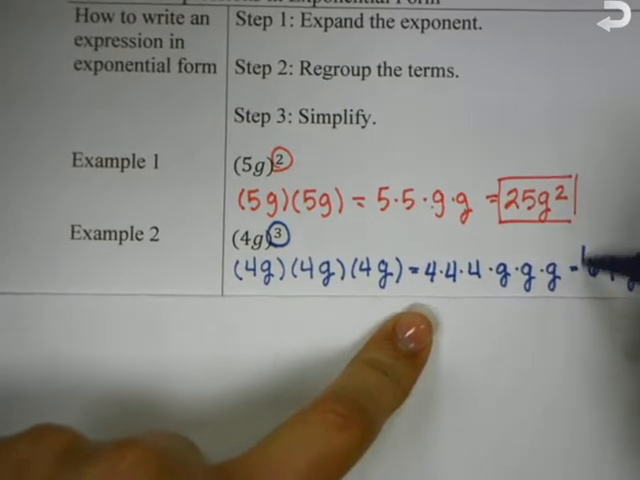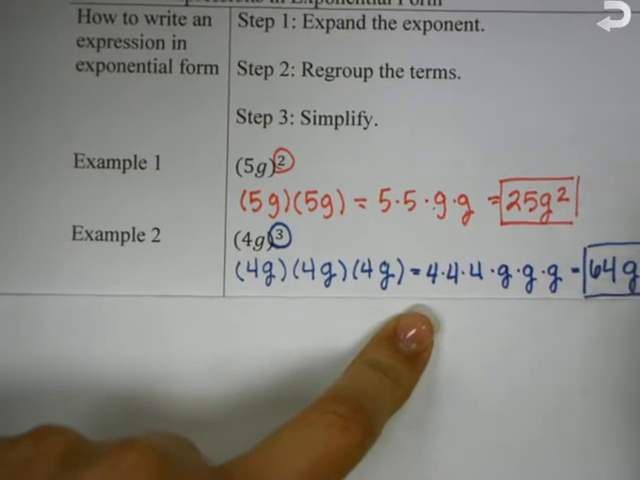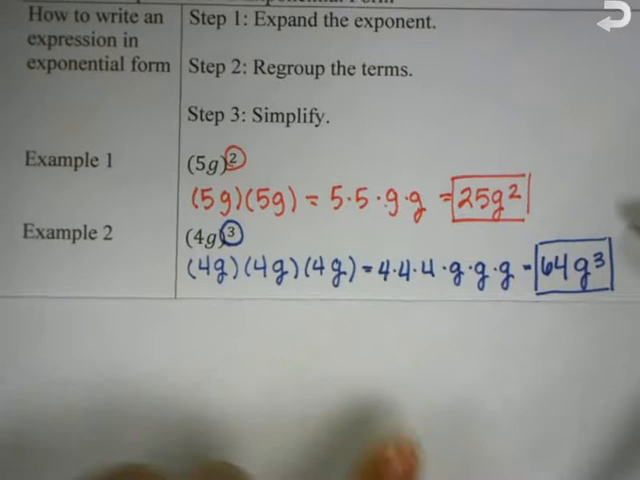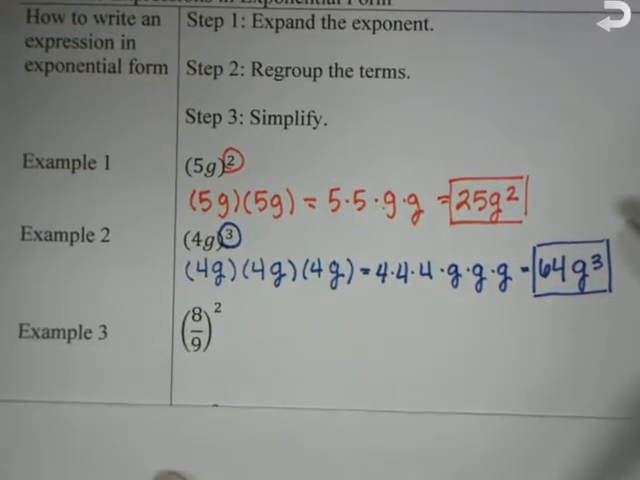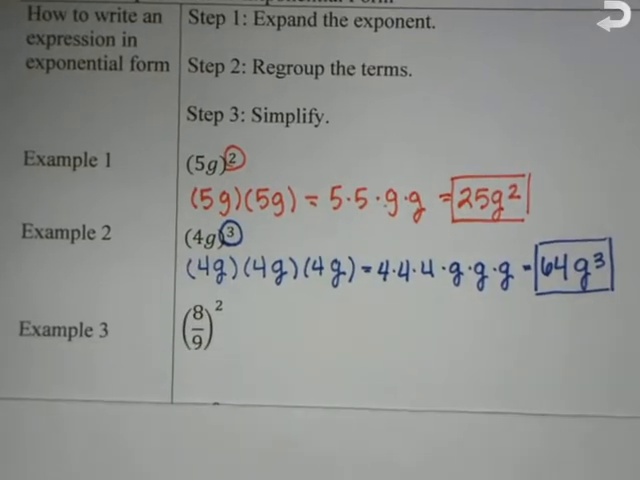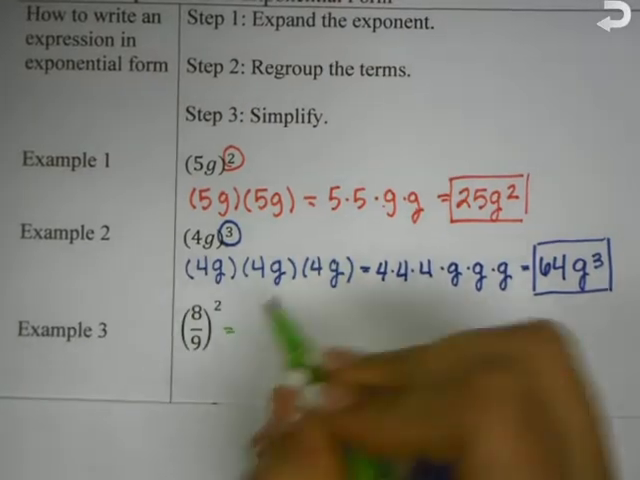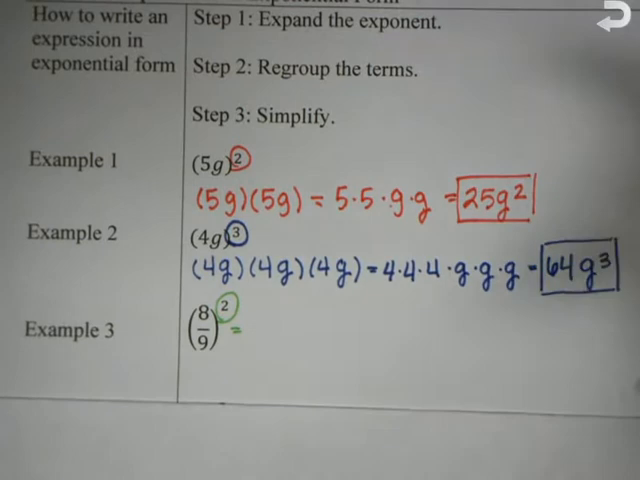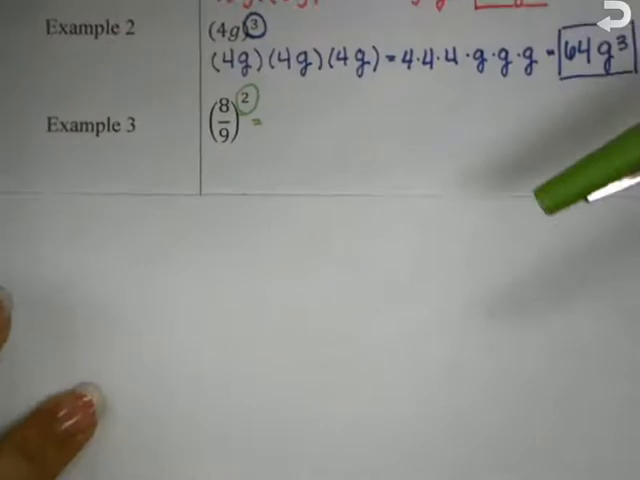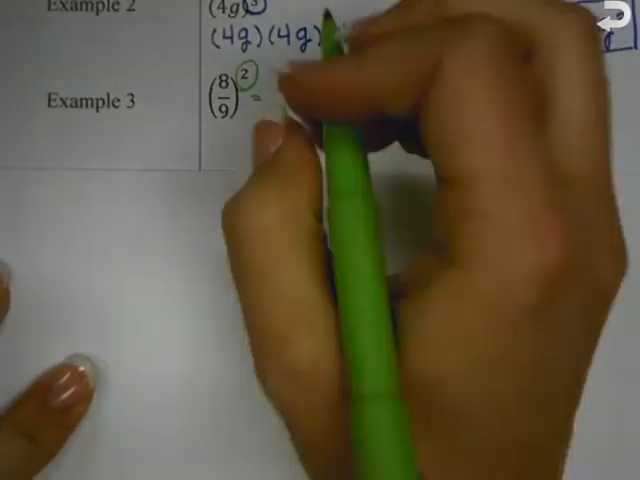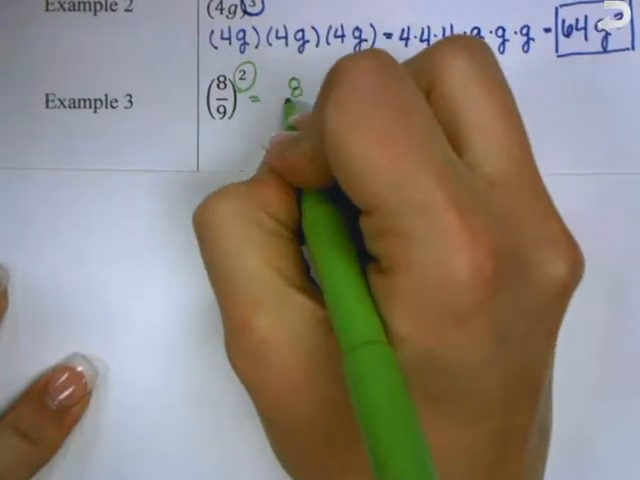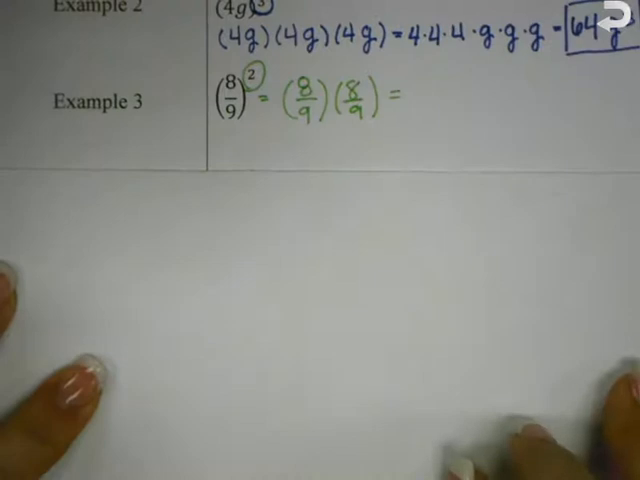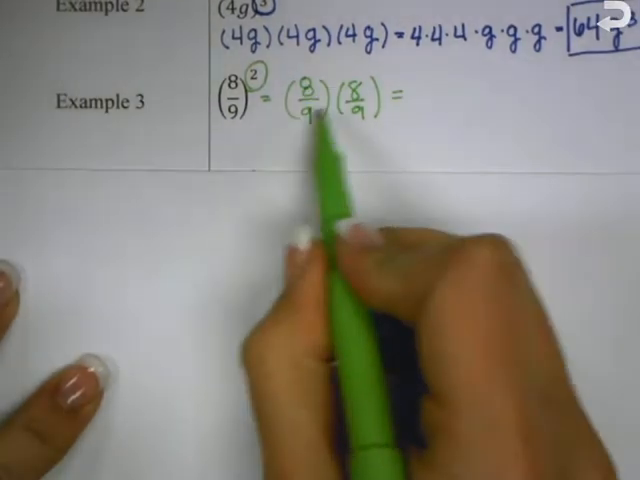So now let's look at a fraction, example 3. 8 over 9 squared. Now remember, the 2 is attached to the parentheses, so it's the whole thing multiplied by itself. So this is the same as 8 over 9 times 8 over 9. And we want to group these things. So remember, when we multiply a fraction, we can multiply straight across. So that's going to give me 8 times 8 gives me 64, all over 81.